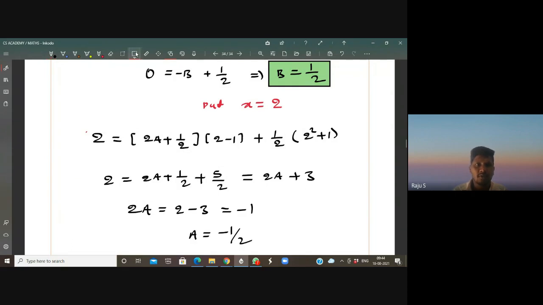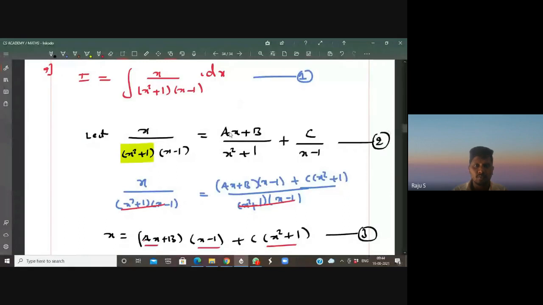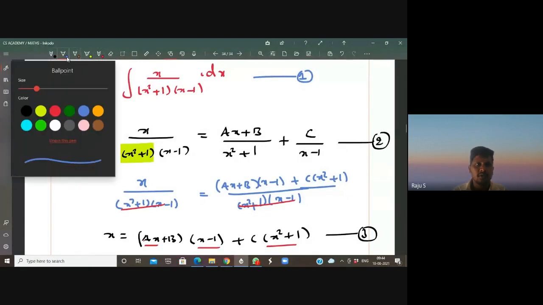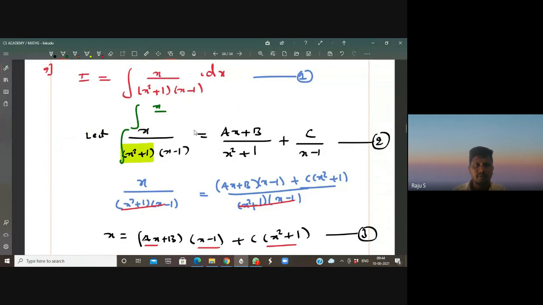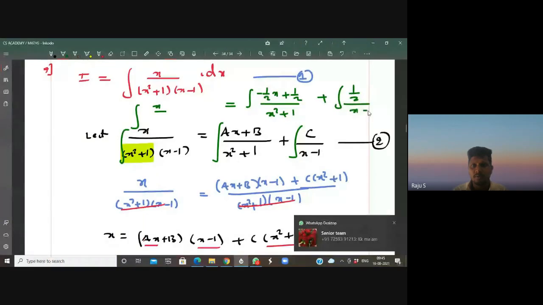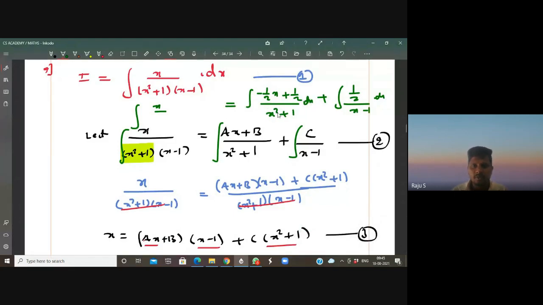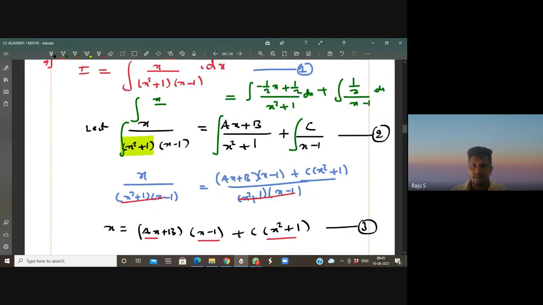Is it right? Now, after getting the a, b, c values, substitute them in equation 2. We are going to get the given integrand as the integral of (-1/2 x + 1/2)/(x² + 1) + (1/2)/(x - 1) dx. Now see, 1/2 is a constant; you can take it outside and evaluate. Now onwards you'll get it very easy. You know very well how to integrate this.